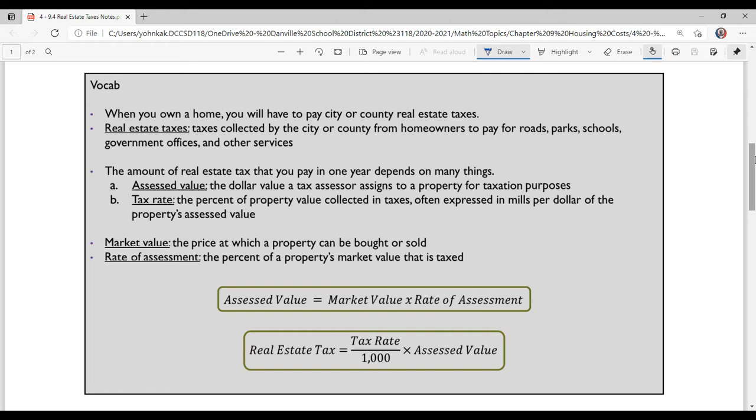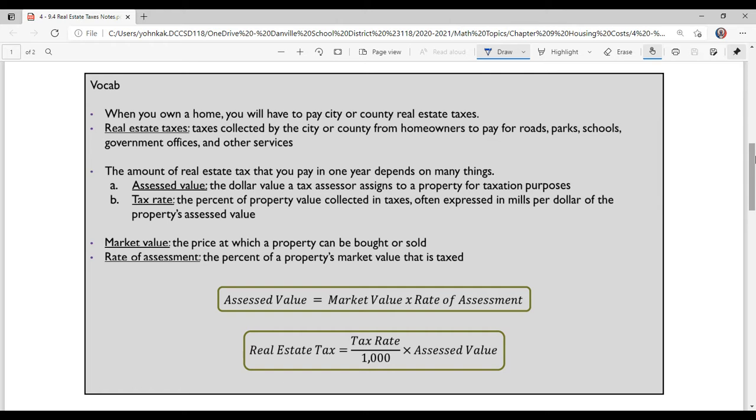First of all, it depends on your assessed value. So, this is the dollar value a tax assessor assigns to a property for taxation purposes. So the county tax assessor's job is to go around and assess how much houses are worth. And then based on how much houses are worth, we can calculate how much the taxes are.